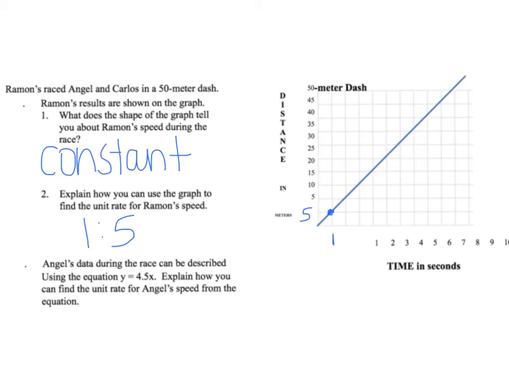If you look at the next part, part B, it says Angel's data during the race can be described using the equation y equals 4.5x. Explain how you can find the unit rate for Angel's speed from the equation. If you look back at the top of our paper, it talks about this formula y equals kx. And k is going to represent the constant or our unit rate. So if you look at this equation right here, 4.5 is going to be the unit rate for Angel's speed.